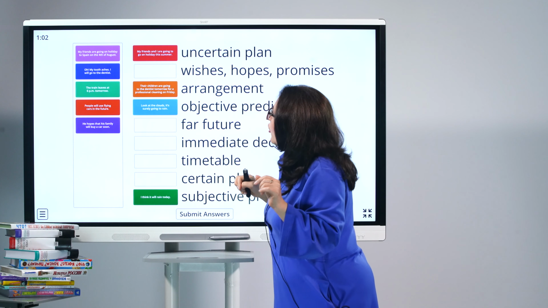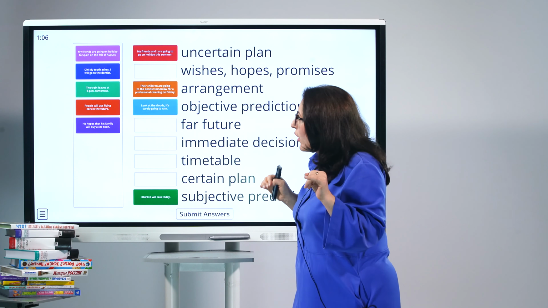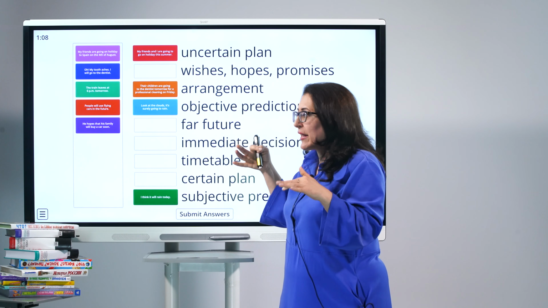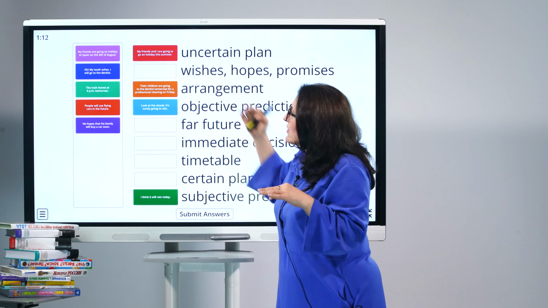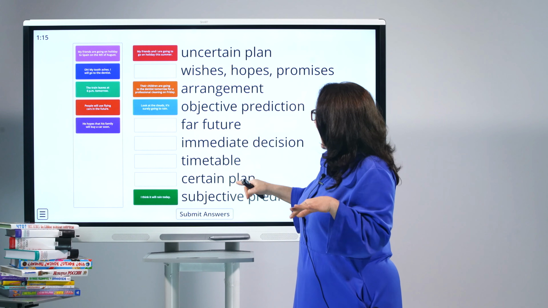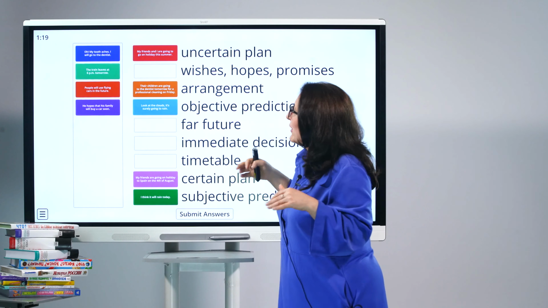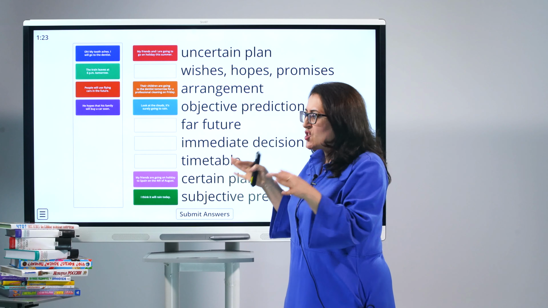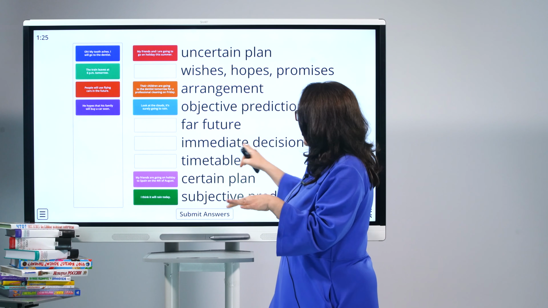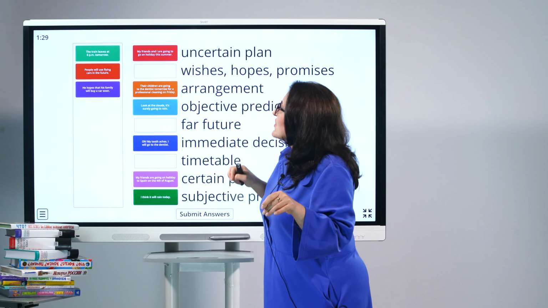My friends are going on holiday to Spain on the 4th of August. Are going on holiday. This is prediction. It's not prediction. This is certain plans because we know the date and we know the place. Oh, my tooth aches. I will go to the dentist. Decisions made at the moment of speech. Immediate decisions. This one.